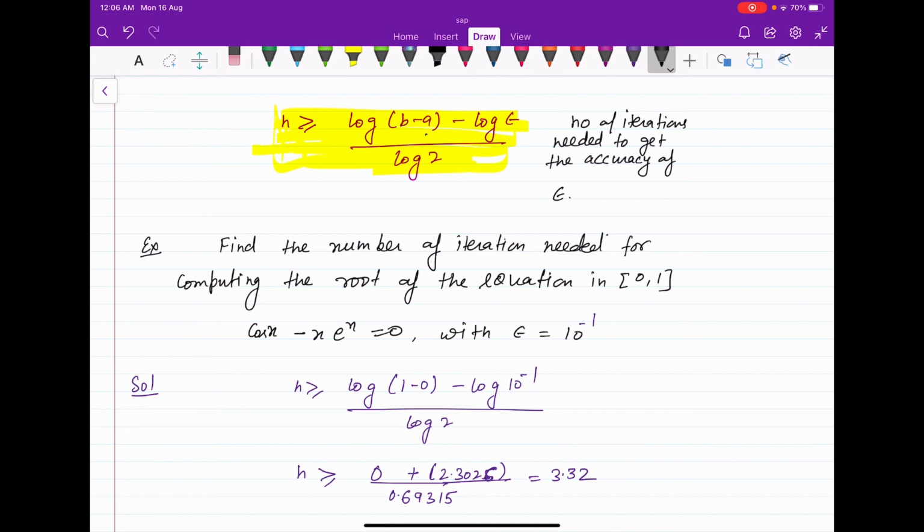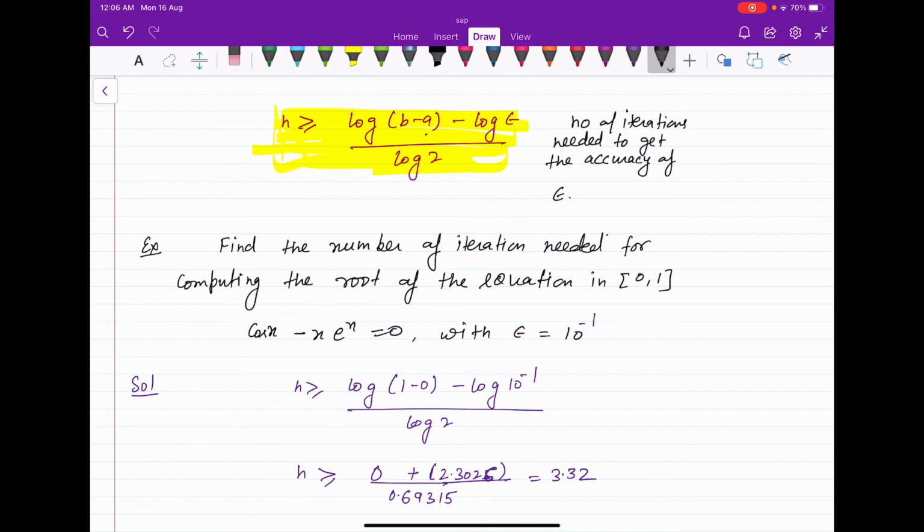Next are the drawbacks of the bisection method. This method is comparatively slow. We will discuss some more methods, then you will find that this method is slow, but it always converges. The second thing about this method: if we take the example f(x) equal to x square, it touches the x-axis, and x equal to 0 is the root of the equation f(x) equal to x square.